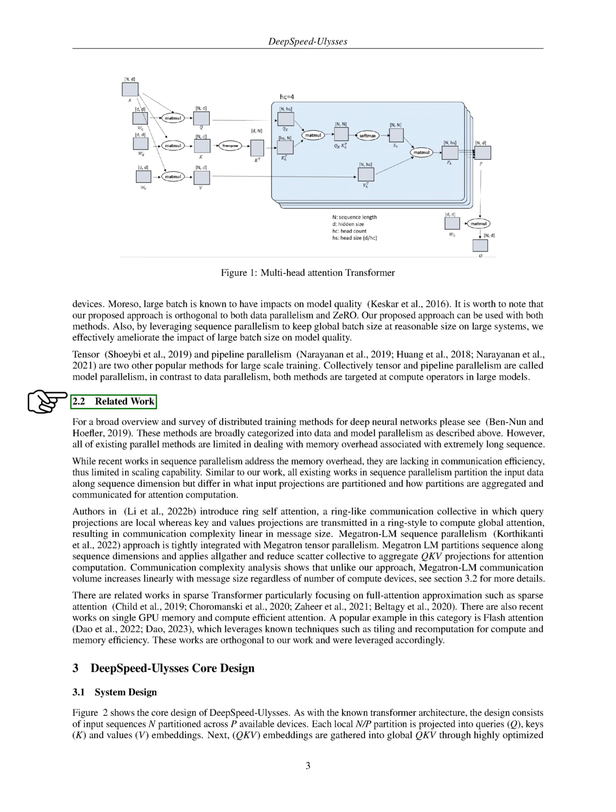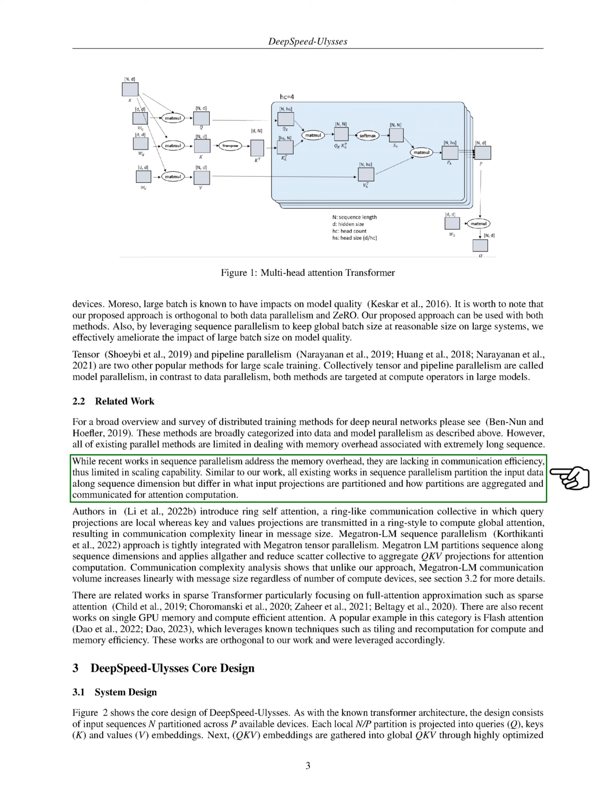Section. Related work. Let's delve into the existing research and methods related to distributed training for deep neural networks. There are two main categories: data and model parallelism. However, these methods have limitations when it comes to handling the memory overhead associated with extremely long sequences. Recent developments in sequence parallelism have attempted to address this issue, but they often fall short in terms of communication efficiency, which limits their scalability.